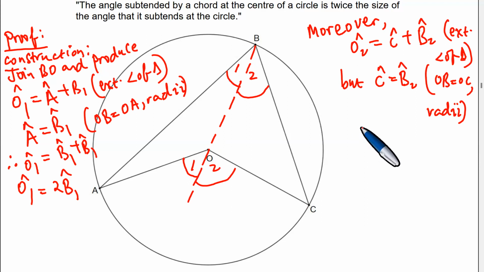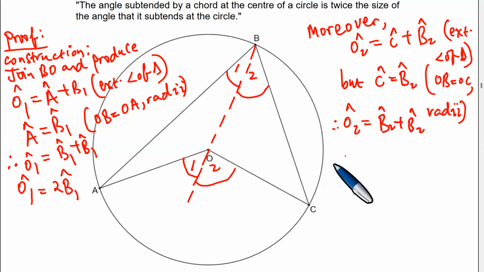Now with that said, we're able to substitute that angle O2 is the same as the following. In the place of C, because we want to relate this angle O to the angle B, we must replace the C, because it's just on this side. So C is B2. So we have B2 plus B2. What is O2? B2 plus B2 is twice B2.